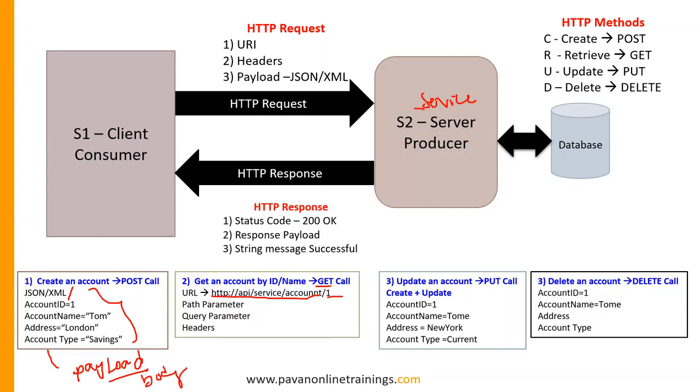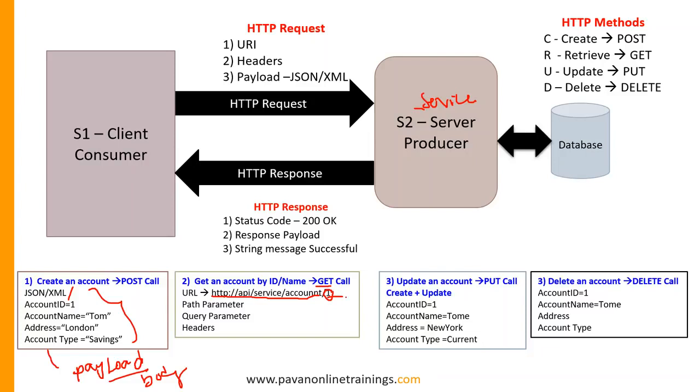Accordingly, this URL will be sent to the API and the API will check it. This is called a path parameter. Whichever number we have given here, 1, 2, 3, 4, it will retrieve that particular record from the database. This is just an example I have given. This is called a path parameter.